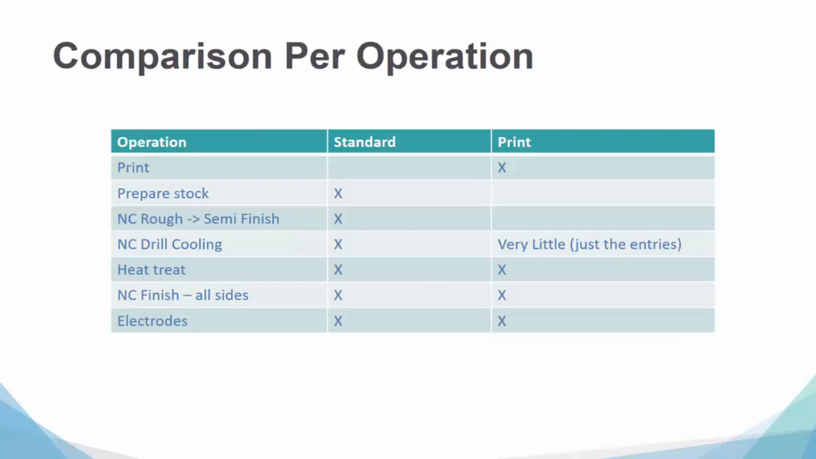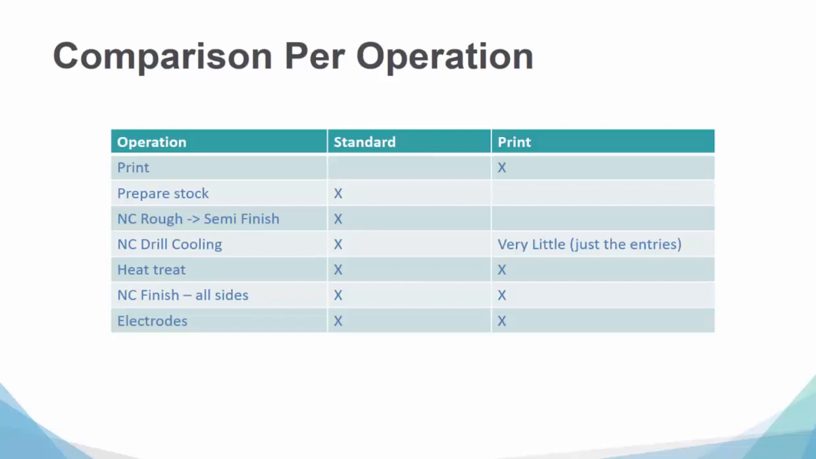So a comparison now of operation per operation here between the way we'd go about doing it the standard way versus printing it is shown here. You can see that printing will replace getting the stock together, doing any of our roughing, even quite a bit of our NC drilling. Maybe we'll drill a little bit to get a good clean entry and exit where we're going to tap it and put our pipe tap fitting. But from there, the process is much the same.